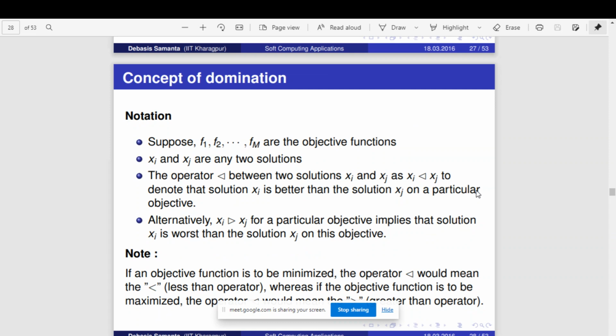Now we'll be moving on to, it's not a separate topic, but it's a separate subtopic. Basically we are discussing MOOP, the multi-objective optimization problem, and how to solve a multi-objective optimization problem. This subtopic is called the concept of domination. First we'll start with this in today's lecture, the concept of domination.